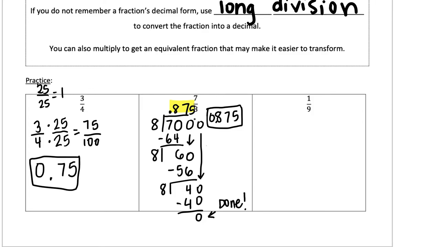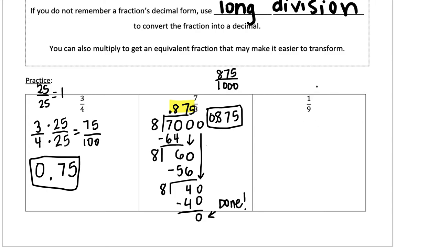We could have also gotten this by multiplying to get a denominator of either 100 or 1,000. If we did that, we would have ended up with 875 thousandths as our fraction. And when we get there, then we can rewrite it as our decimal, 0.875. You can go ahead and pause the video and try this next one with long division if you want.